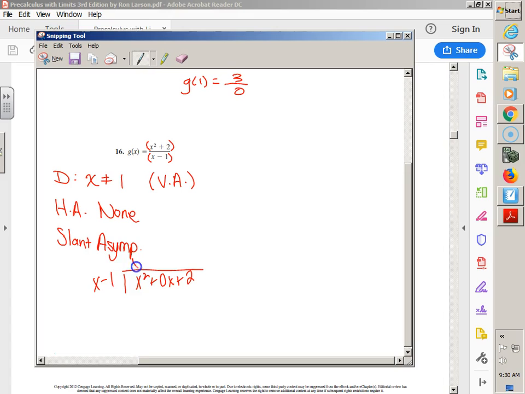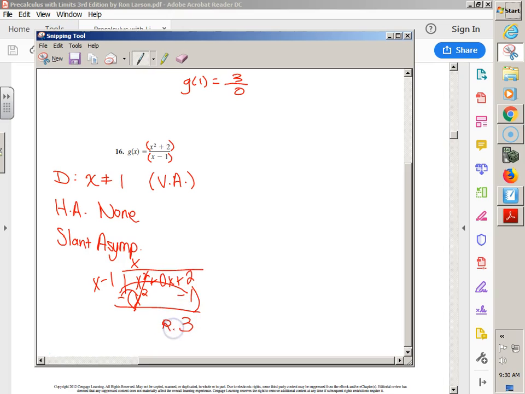X goes into x squared x times. Oh, nope, the minus 1 is going to be down here. It's not an x term. What was I thinking? One quick subtraction. Sorry, x squared. I distribute that subtraction. I'm not making any mistakes today. And 2 minus a negative 1 is 3.